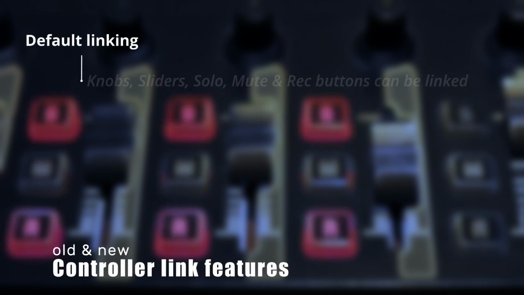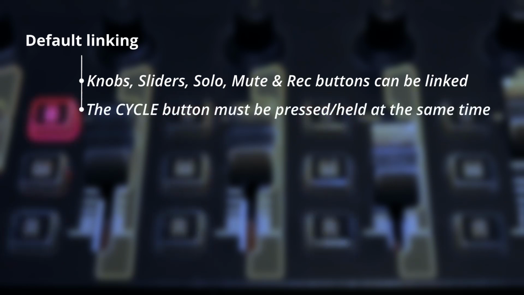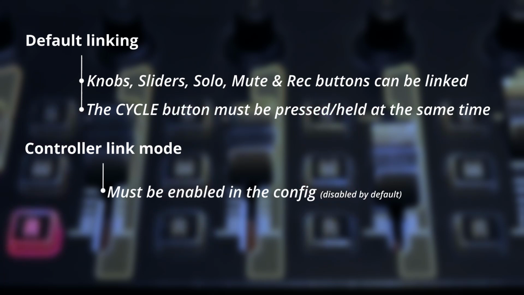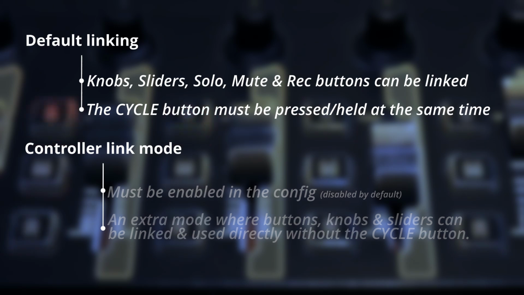By default, the knobs, sliders, solo, mute and rec buttons can be linked while the script is running. To create and use links in the mixer, channel rack and playlist modes, the cycle button must be pressed at the same time as the controller you want to link. Alternatively, you may enable the controller link mode option in the config, which will add an extra mode that allows linking directly without using the cycle button. This behavior still applies to version 1.4. Now let's go through the new stuff.